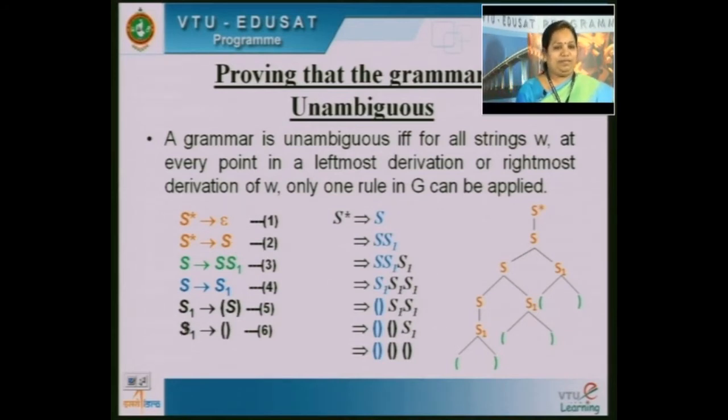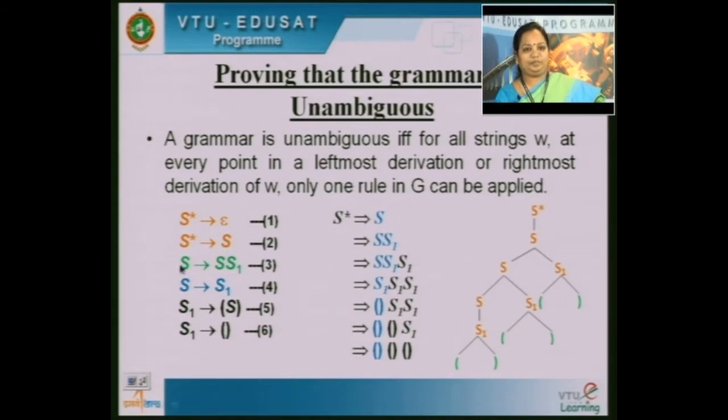Next, coming to S1. S1 tends to opening parenthesis, S, closing parenthesis. S1 tends to opening and closing parenthesis. We have two rules. Now, if I want to immediately derive an opening and closing parenthesis, then we choose rule 6. If not, then we choose rule 5. That is, if I want a simple opening and closing parenthesis, apply rule 6. If I want nested parenthesis, a parenthesis within a parenthesis, at that time, no choice, we have to go for rule 5. So again, at a given point of time, I have only one option of selecting rule 5 or rule 6.